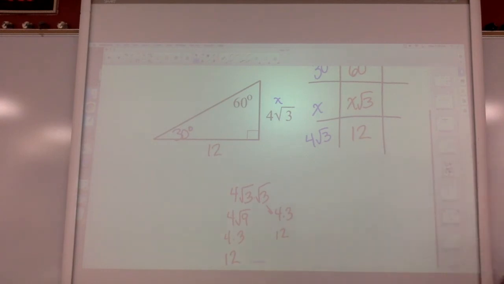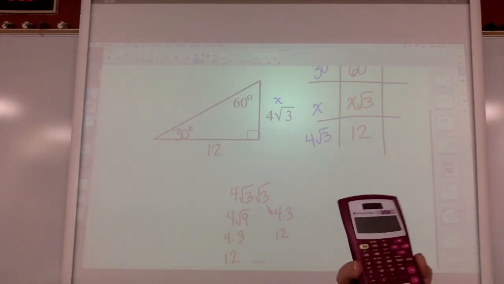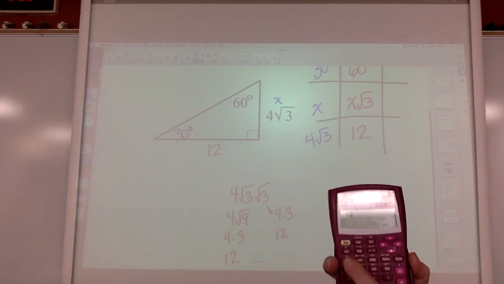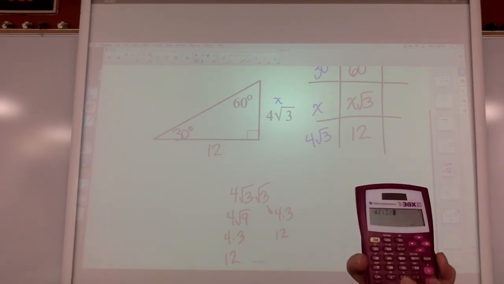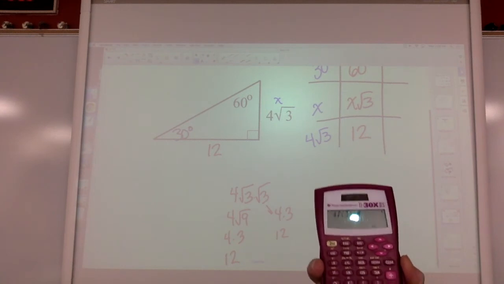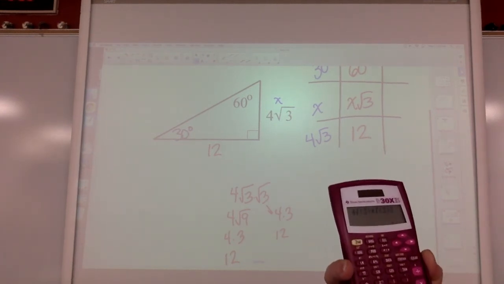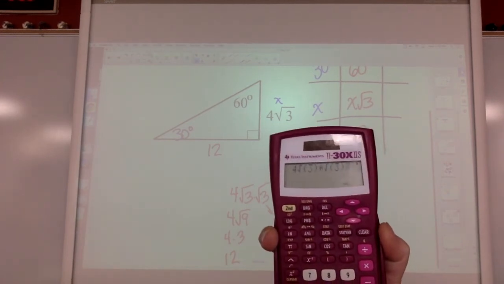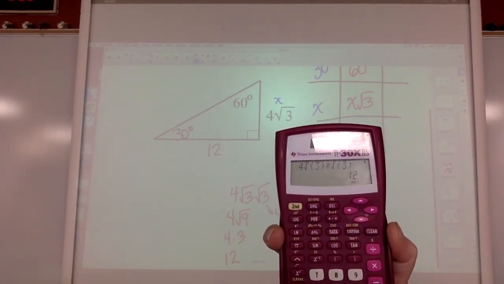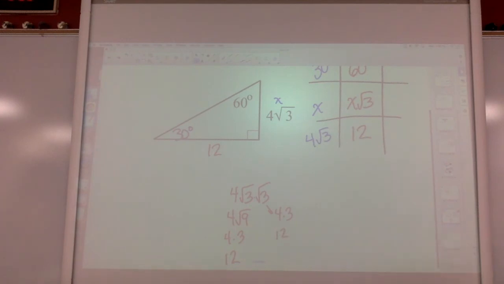Seems weird, and you're like, is that right? Did I do that right? Well, then you check it. You take 4 square root 3, and you multiply it. Say, well, I was supposed to multiply it by square root of 3, which is about 1.73. And you multiply it times that. Oh, okay, I did do it right.